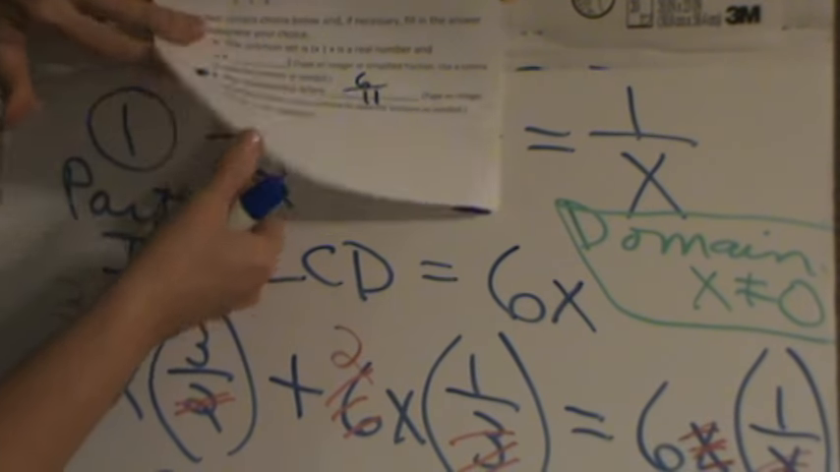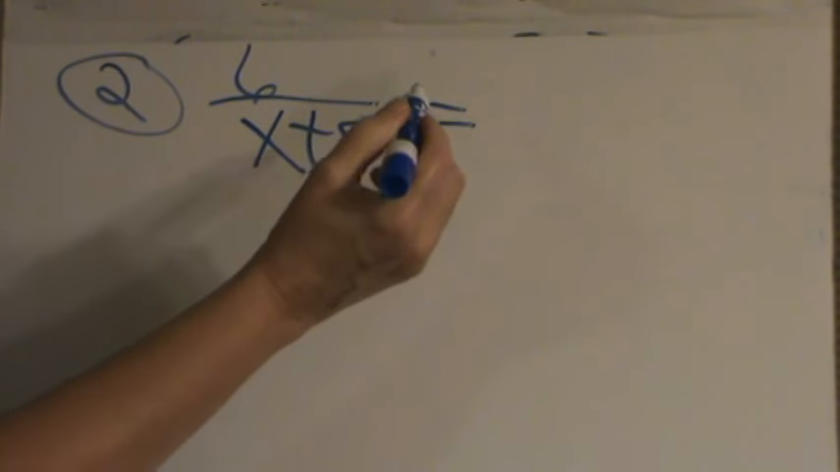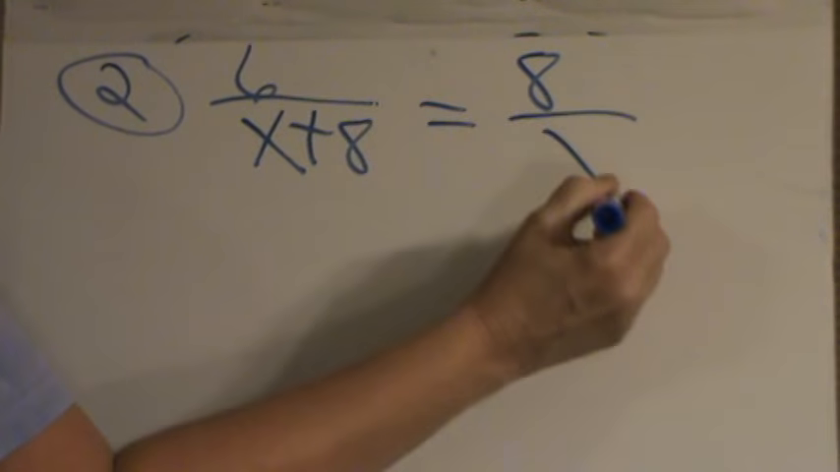Number 2. By the way, that was the easiest one we have in this section. Number 2: 6 over x plus 8 is equal to 8 over x.